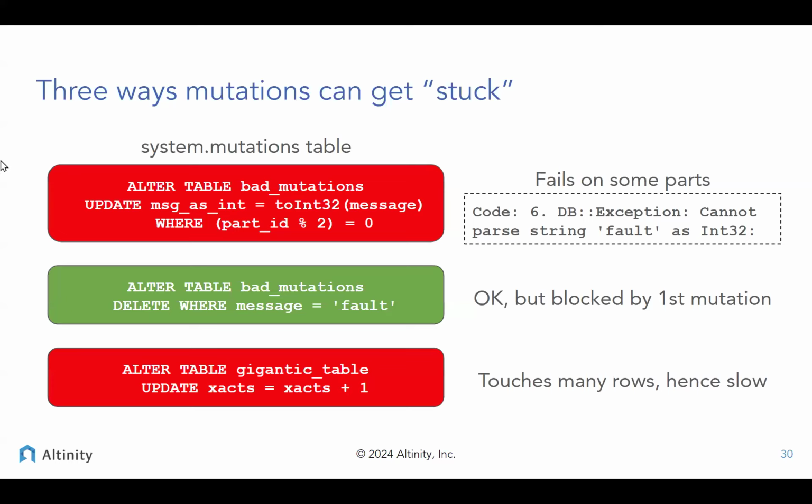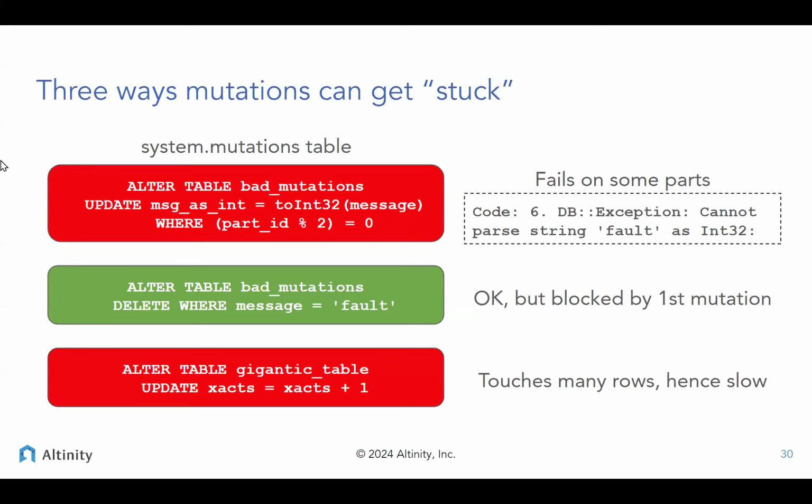In this case, we're trying to do a conversion of a string value to int, and some of the values fail. If you are trying to mutate that table and you have that in front of it, another thing that can happen is that you've got another mutation which is waiting on that mutation to finish. In fact, this is a mutation that was trying to fix that problem, but because it's second in the queue, it will never run. It's blocked forever until this first one gets deleted.